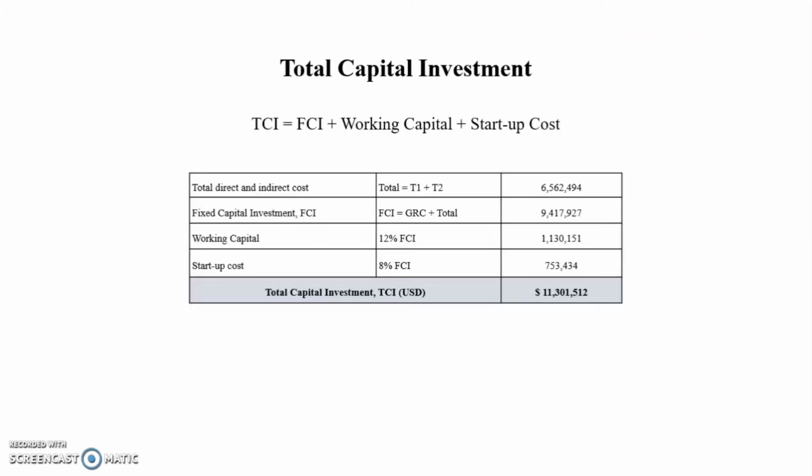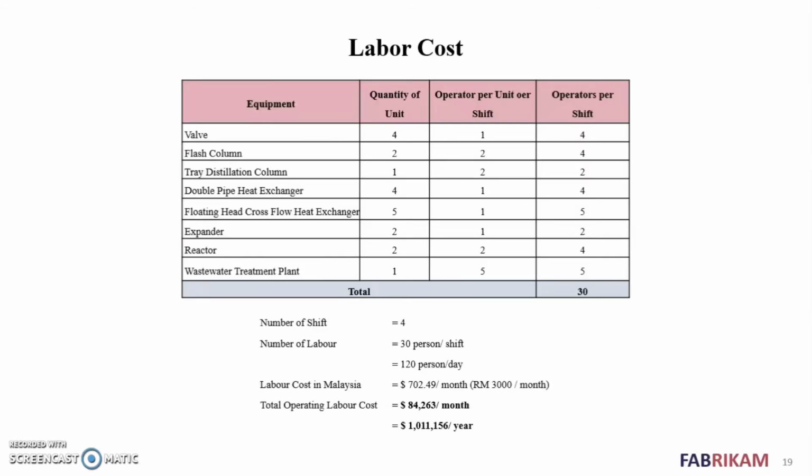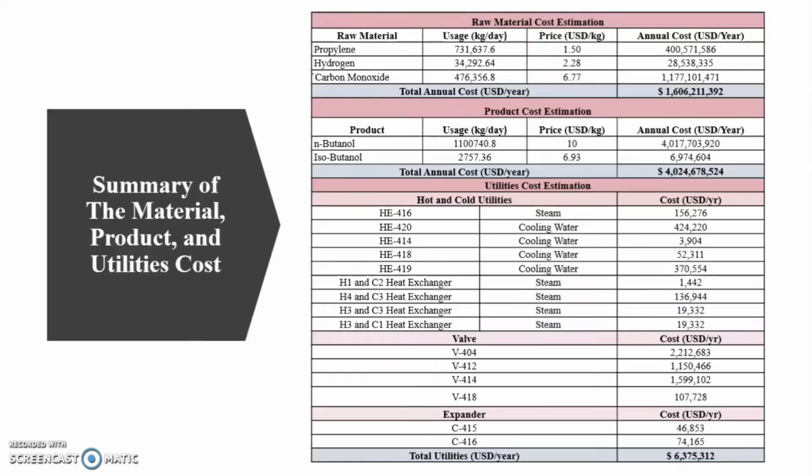The total capital investment consists of fixed capital investment plus working capital and startup costs. It gives a total capital investment of $11 million USD. For the labor cost, the number of shifts is 4. The number of labor is 30 per shift, which gives 120 per day. The labor cost in Malaysia is $702 per month, which is the same as 3,000 ringgit per month. The total operating labor cost is $1 million per year.